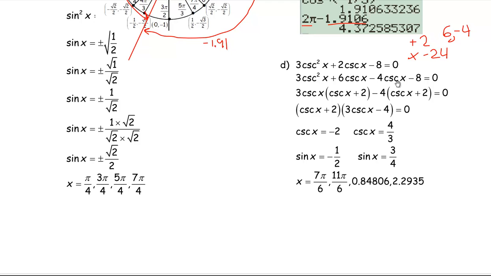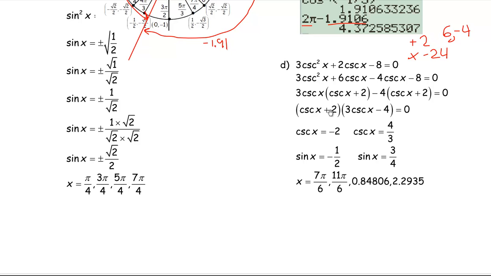It doesn't matter what you put first. I put the 6 cosecant x first. In these two, the common factor would be a 3 cosecant x that we can factor out. And so we factor 3 cosecant x out of this, we're just left with a cosecant x, and divide that by 3 cosecant x, we get plus 2. You can factor a negative 4 out of these, so again we get a cosecant x plus 2, and that can be common factored out. 3 cosecant x minus 4 is the other. So we set each to 0.